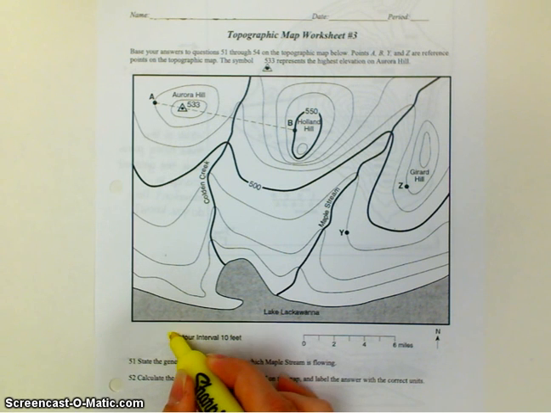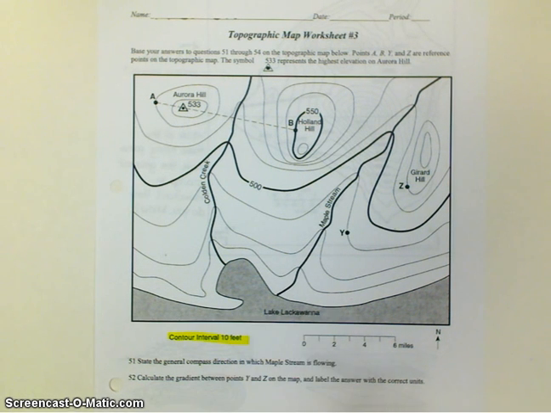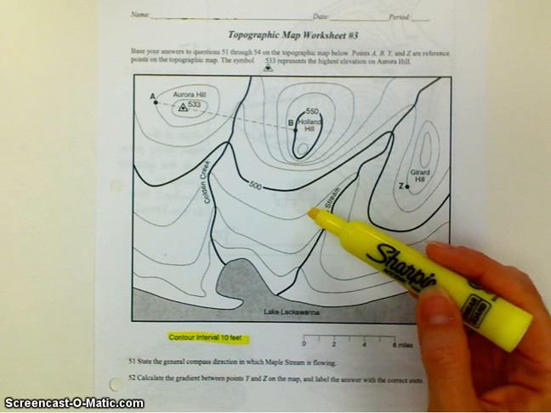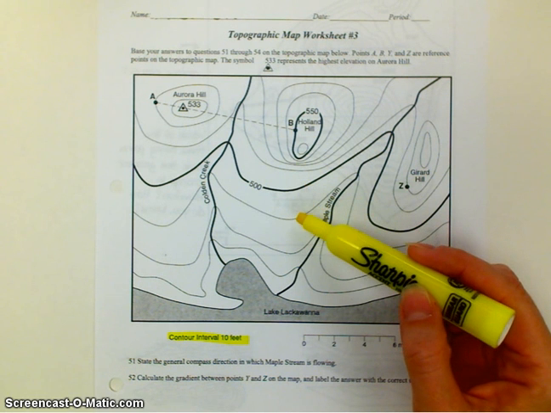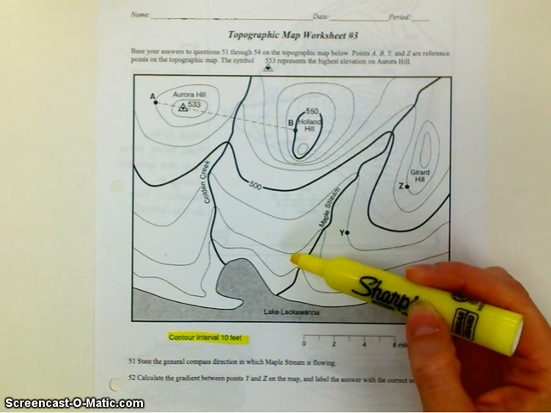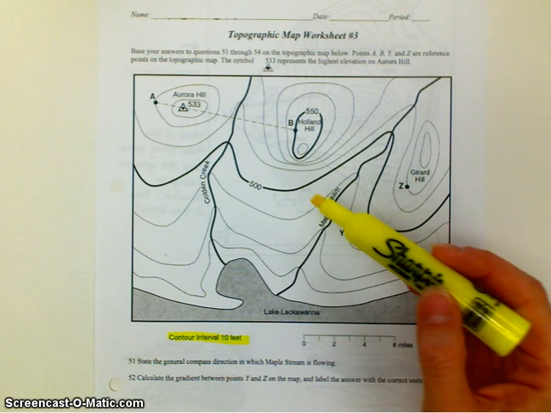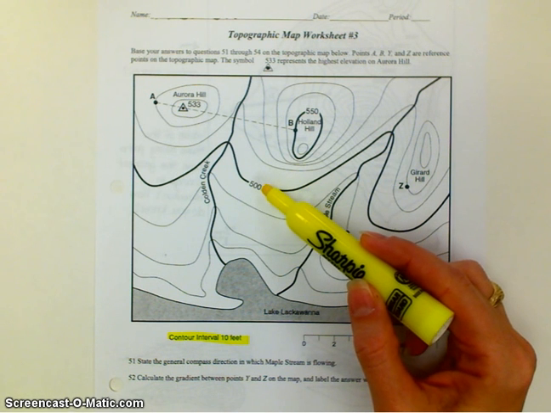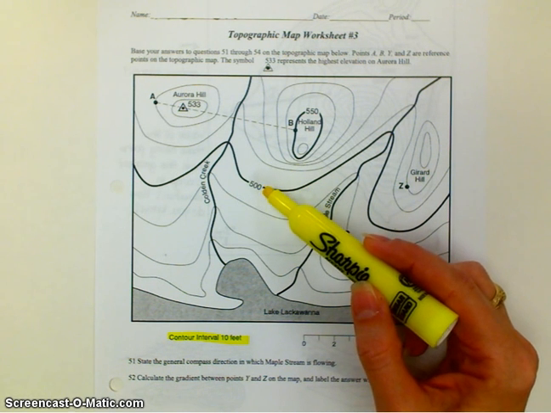In this case, the contour interval is 10 feet. Your contour interval is not always going to be 10 feet. It could be something different depending on the map and what it is illustrating. But for this particular map, it's 10 feet. What that means is that as you go from one contour line to another, your elevation is changing by 10 feet.